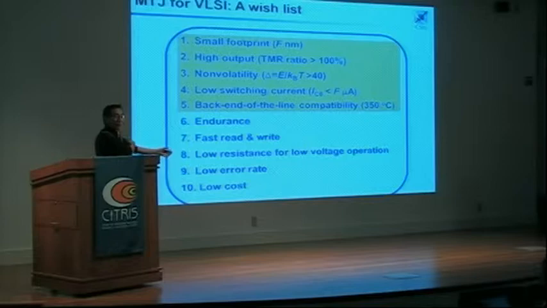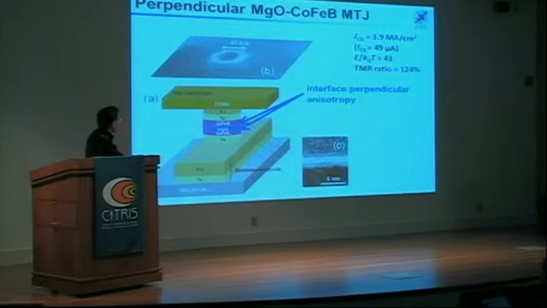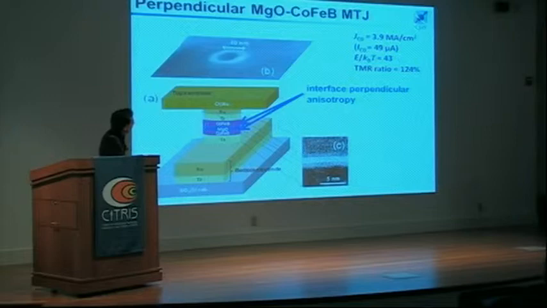It used to be very difficult to have all these five attributes in one device. So people proved that these two are okay, or these three are okay, but it used to be very difficult to show a device that can satisfy all five of them. But in 2010, we showed, by using a standard MgO cobalt iron boron magnetic tunnel junction, using interface perpendicular anisotropy.